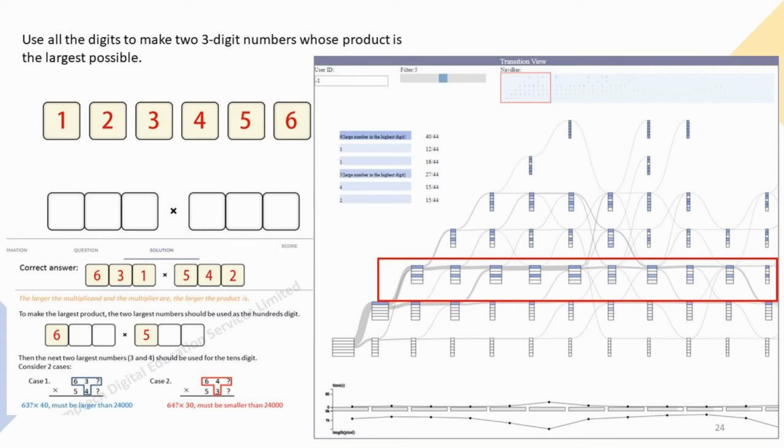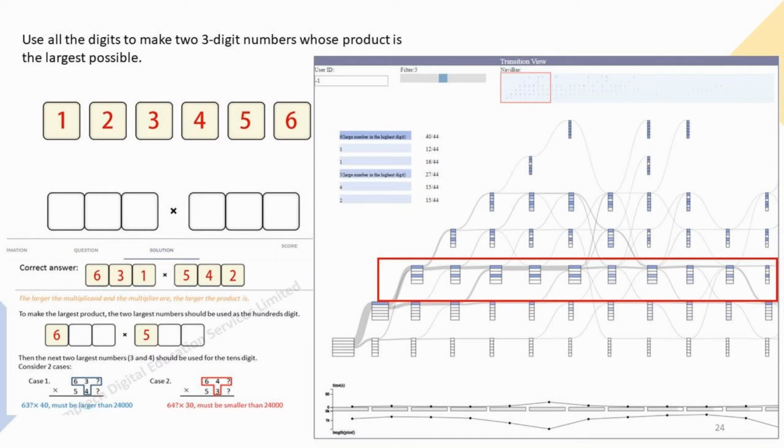Let's see another example. In this question, students are required to use all the digits to make 2 3-digit numbers whose product is the largest possible. From the solution provided by the question designer, they explain in detail that 4 should be put behind 5 instead of 6, since they expect students may have trouble there. From the transition view, we indeed see a thick line on stage 2.